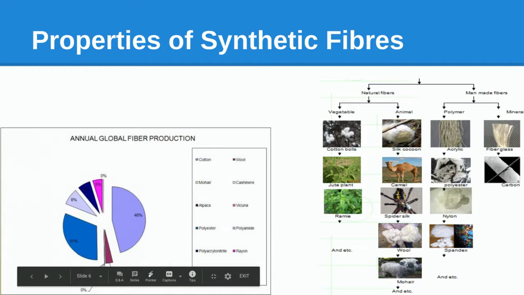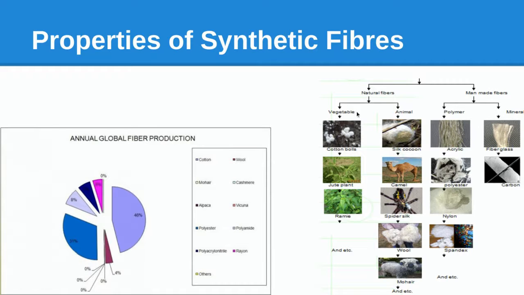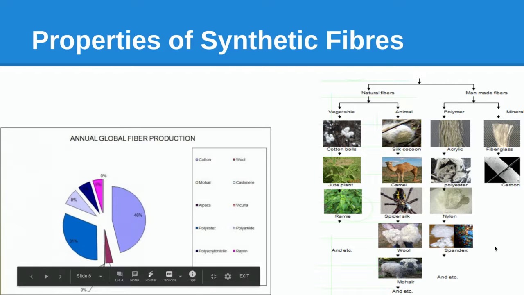Properties of synthetic fibers. Again, they didn't mention what properties we should know. But here's a nice little pie chart, and I don't know what the year is on this, but it gives you a breakdown of roughly what the annual production is of these different types of materials globally. Here's also another breakdown showing natural fibers, the different types that you might be using, versus man-made fibers and different types you might be using.